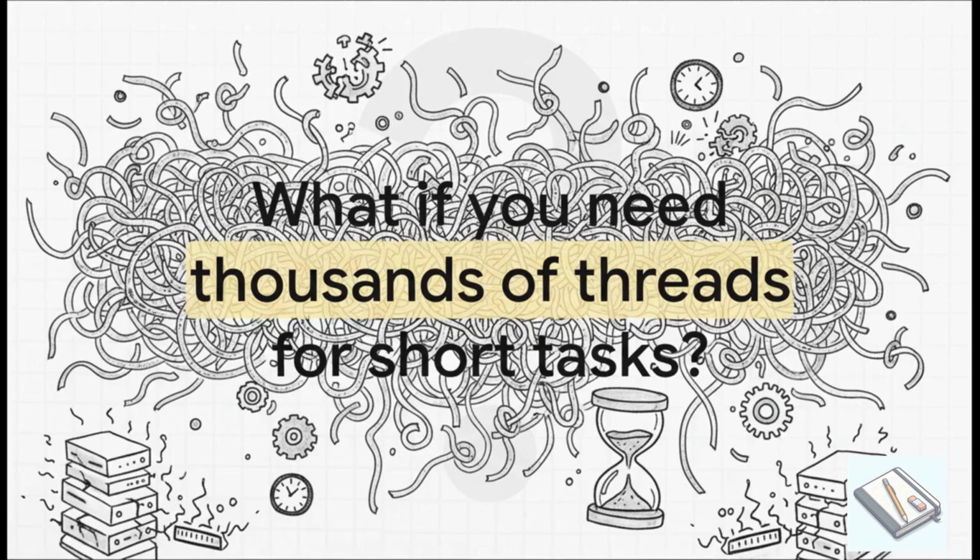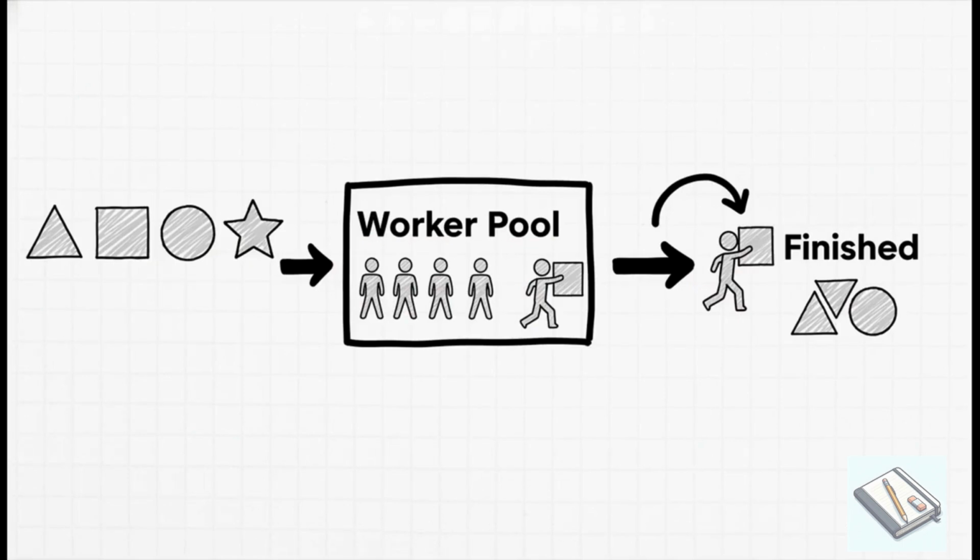If you do that thousands of times for little tiny jobs, you're just burning through time and memory for no good reason. There has to be a smarter way to handle this, right? And of course, there is. It's called the Executor Framework.